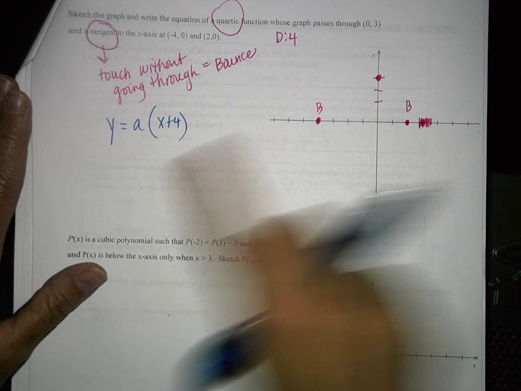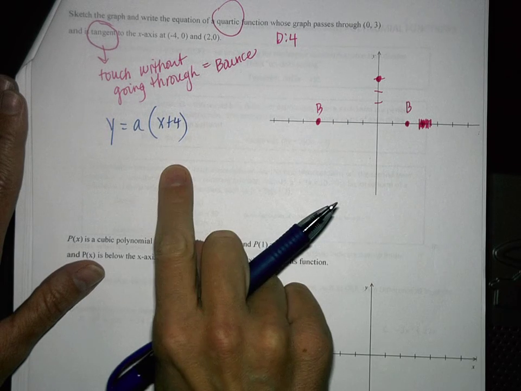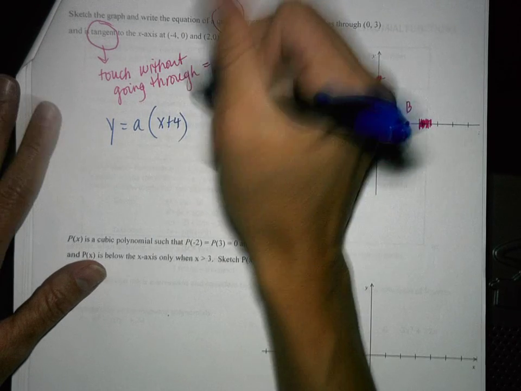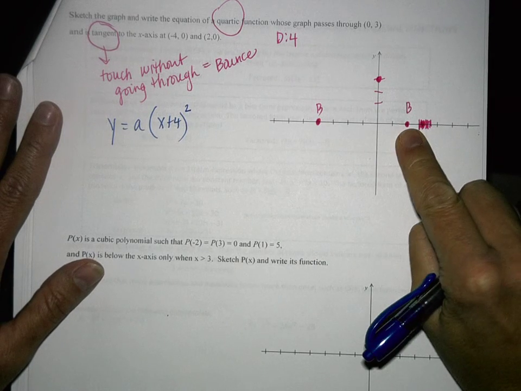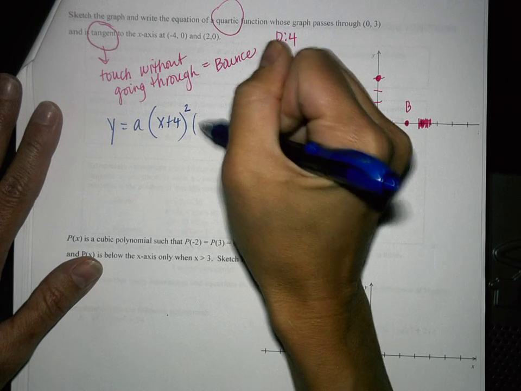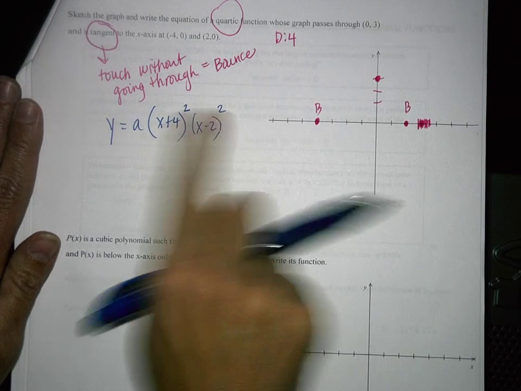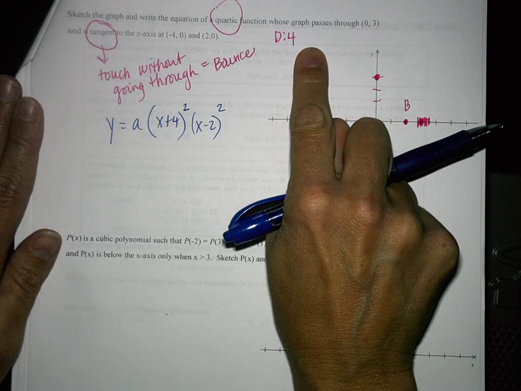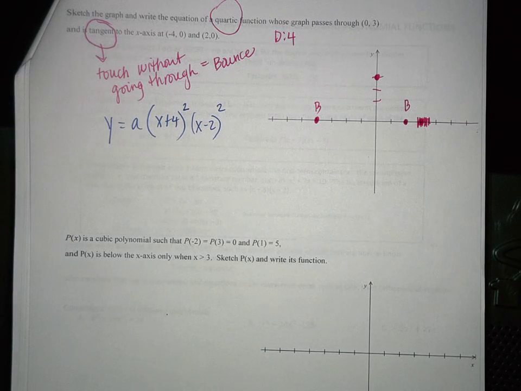Good, negative 4, 0. So in order to make a negative 4 here, this has to be positive 4 in the parentheses. And it's going to be to the second power because it's bouncing. This one will be what? X minus 2 what? To the second power. Do these two add to make a degree of 4? Yes. Okay, so can I find my a value? Yes. What values do I use to find it?